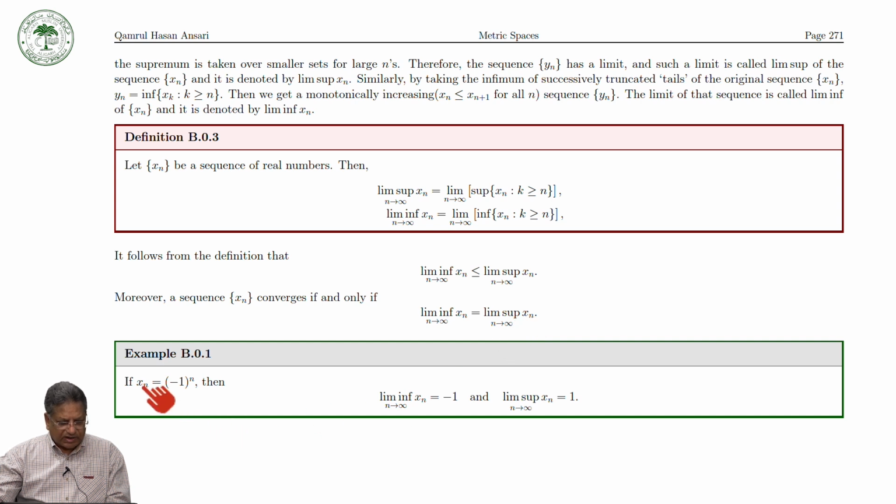Now, if we consider xn equal to minus 1 raised to the power n, then the limit inferior of this sequence is equal to minus 1, and the limit superior of this sequence is equal to 1. Therefore, the limit inferior and limit superior are not equal, and so you can see that the sequence xn, defined as minus 1 raised to the power n, is not a convergent sequence.